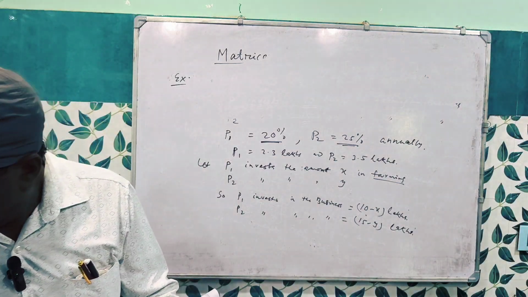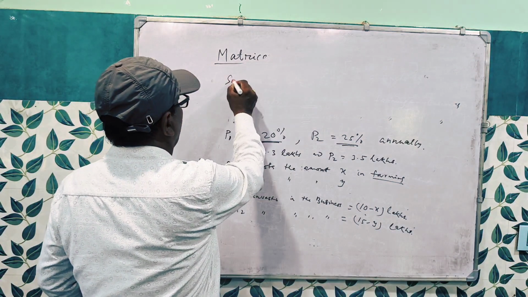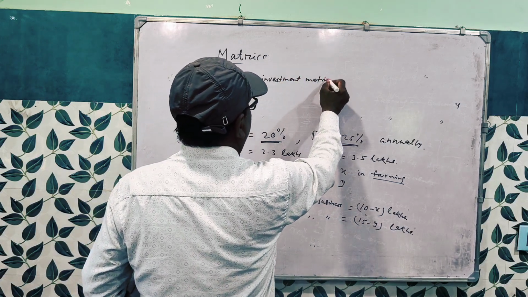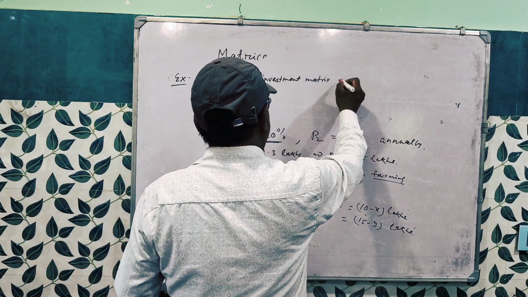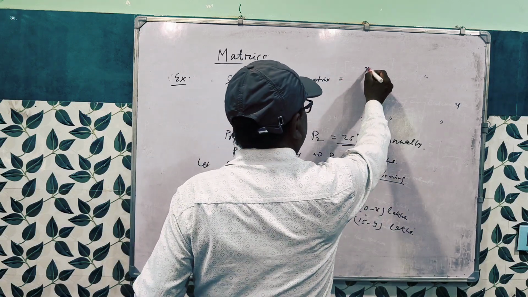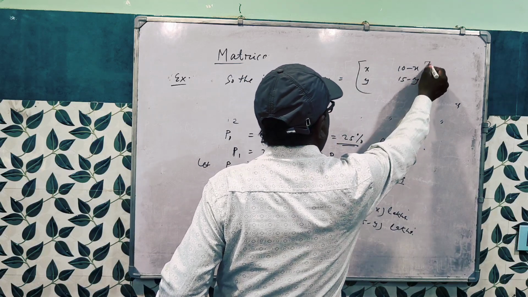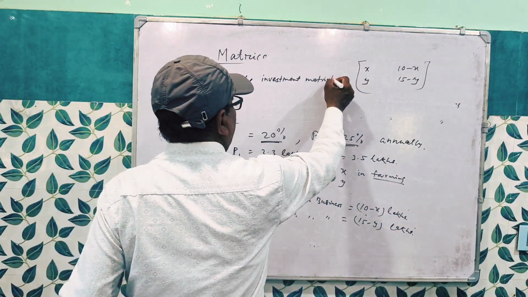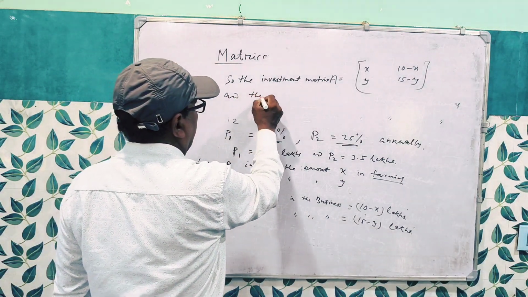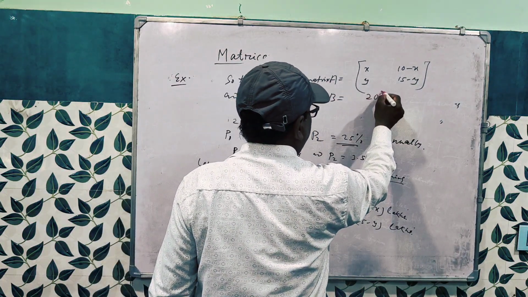So the investment matrix A is equal to [X, 10 minus X; Y, 15 minus Y], and the profit matrix B is equal to [20%; 25%].